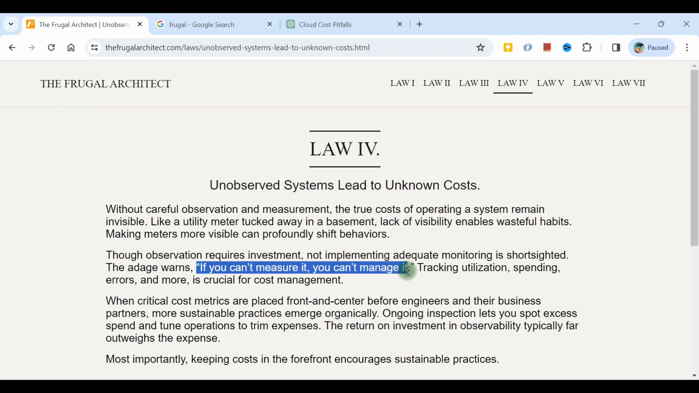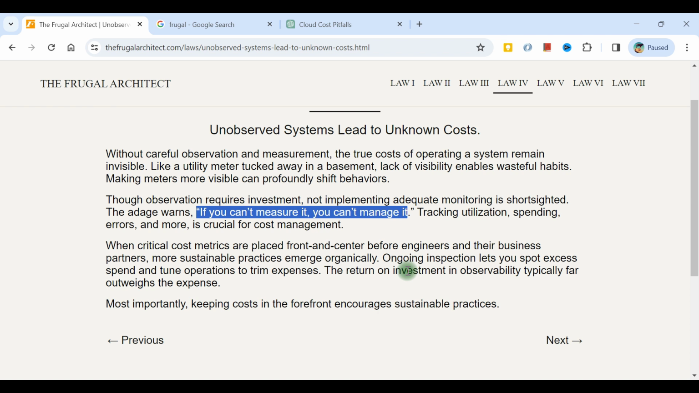When critical cost metrics are placed front and center before engineers and their business partners, more sustainable practices emerge organically. Ongoing inspection lets you spot excess spend and tune operations to trim expenses. The return on investment in observability typically far outweighs the expense. Most importantly, keeping cost in the forefront encourages sustainable practices.